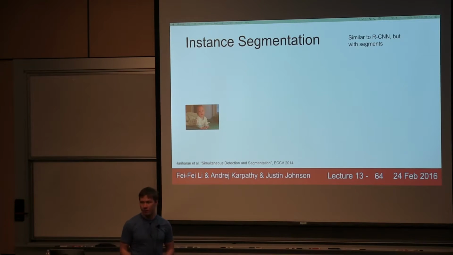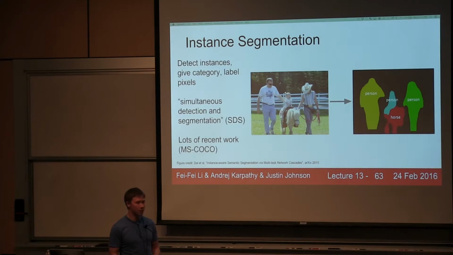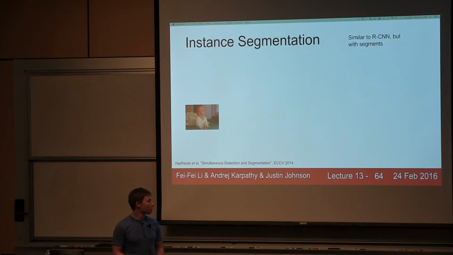One of the earliest papers that I know of, and I should also point out that this is a much more recent task. Semantic segmentation has been used in computer vision for a long, long time, but I think instance segmentation has gotten a lot more popular, especially in the last couple years. So this paper from 2014 called it simultaneous detection and segmentation, or SDS. That's kind of a nice name.